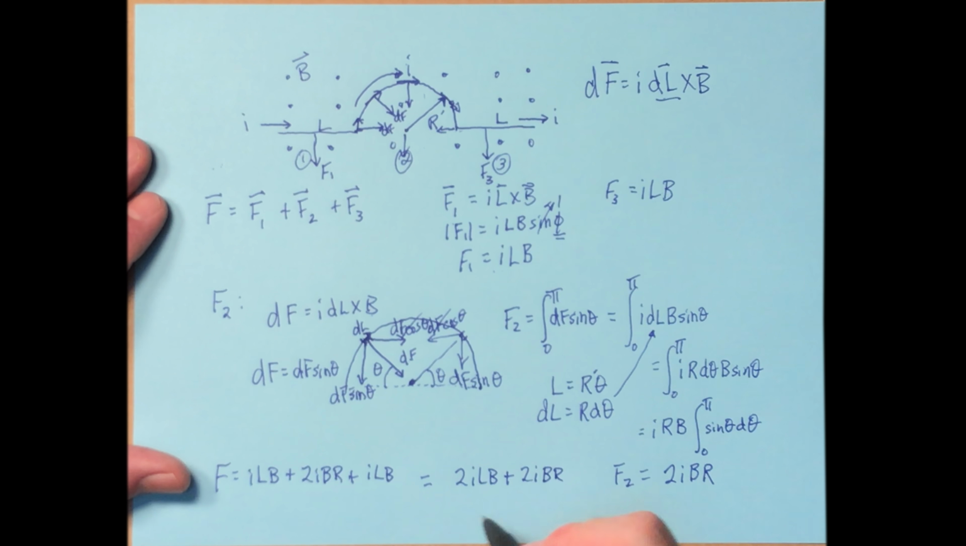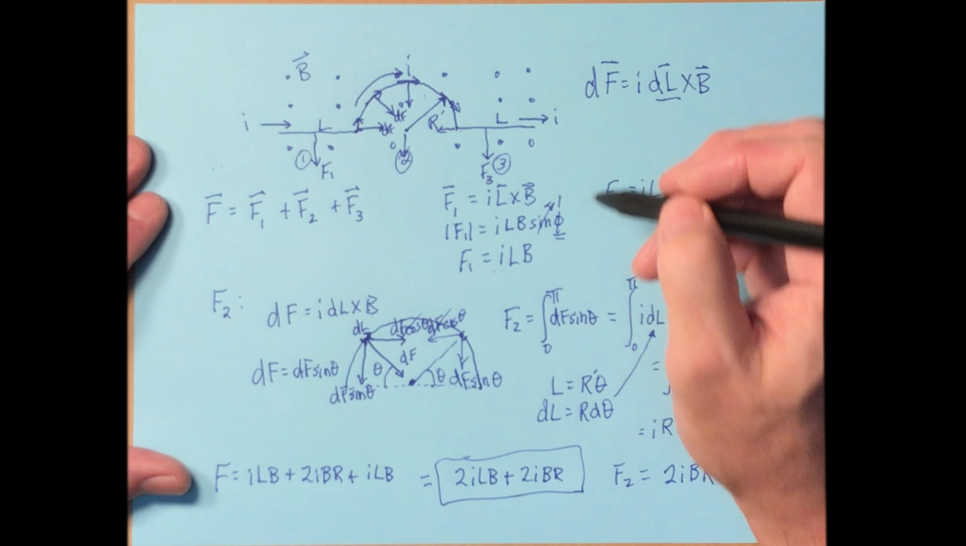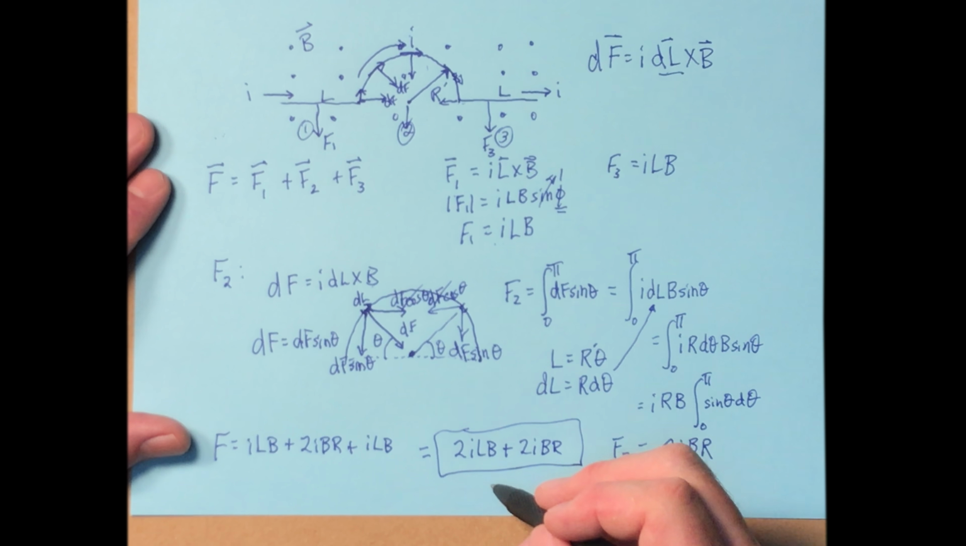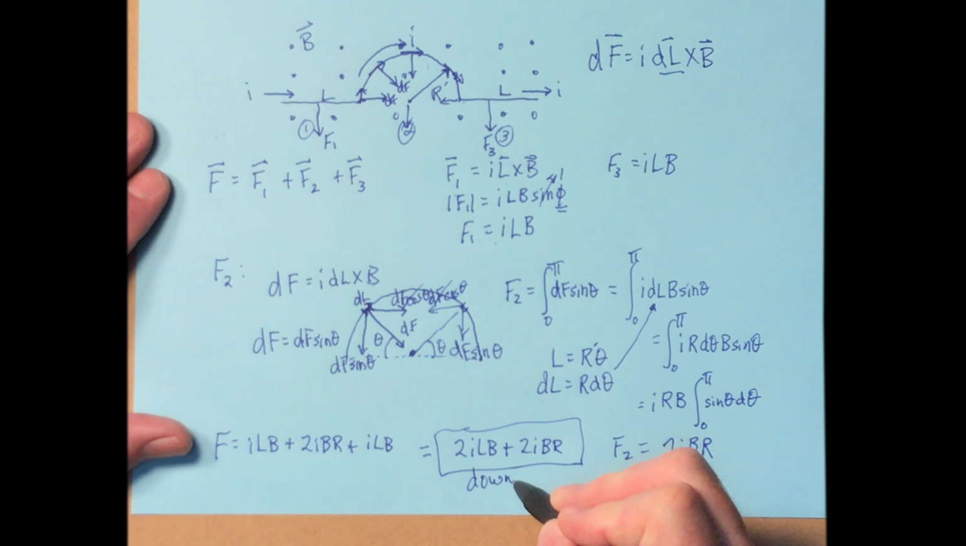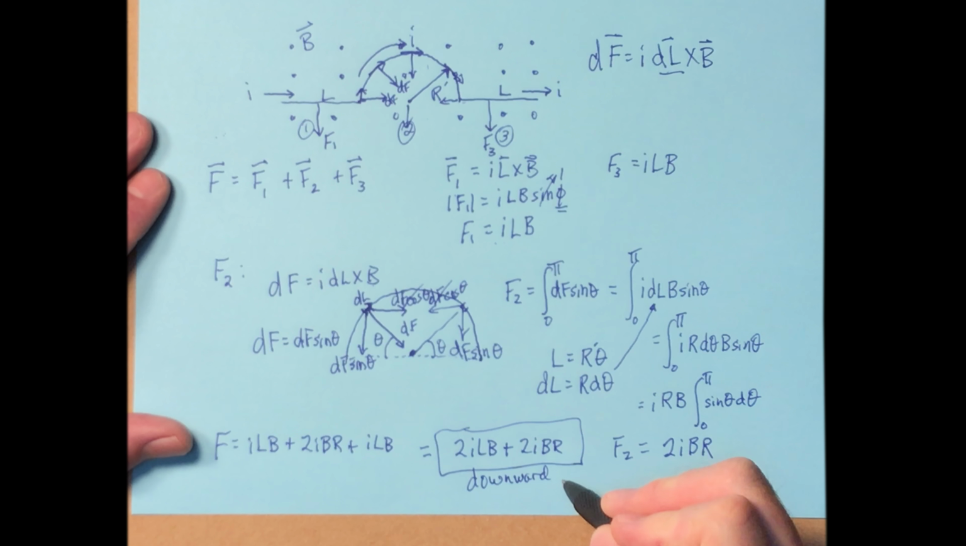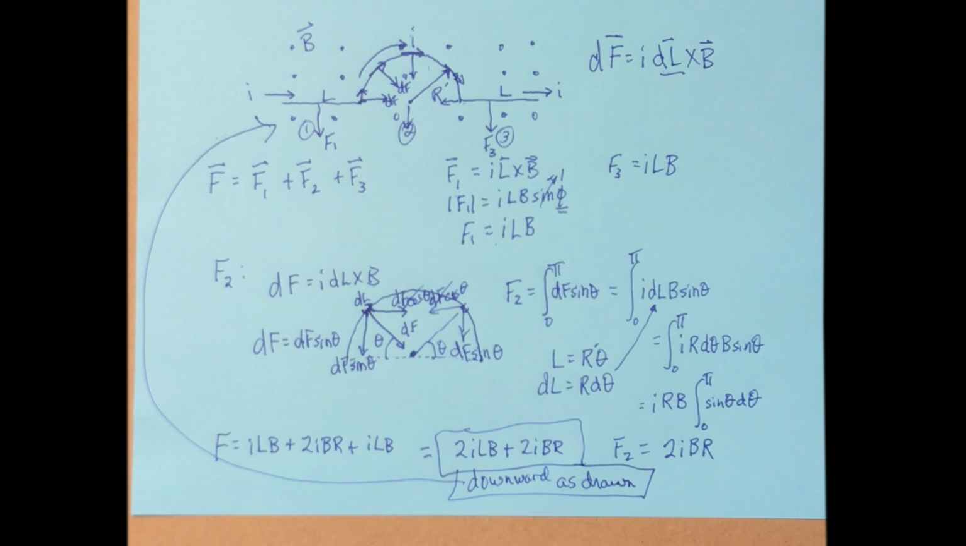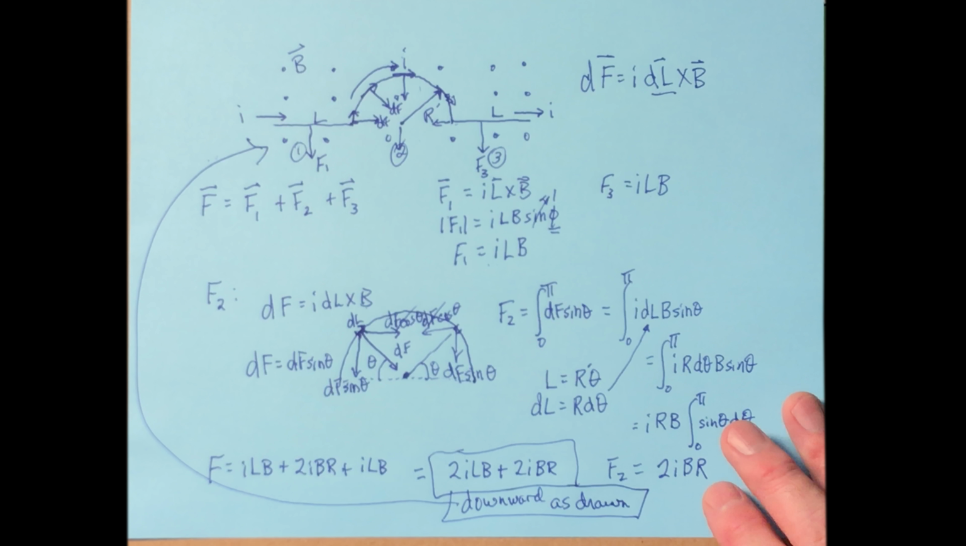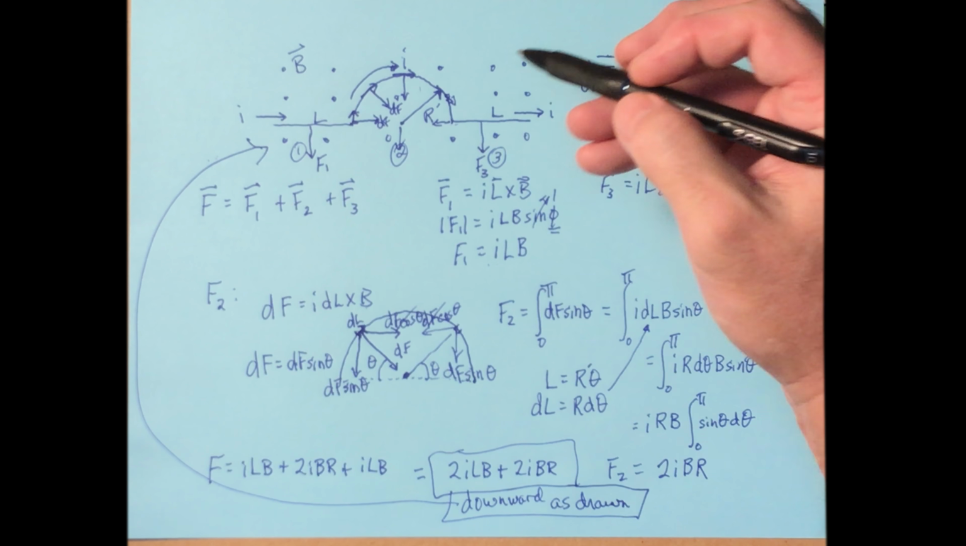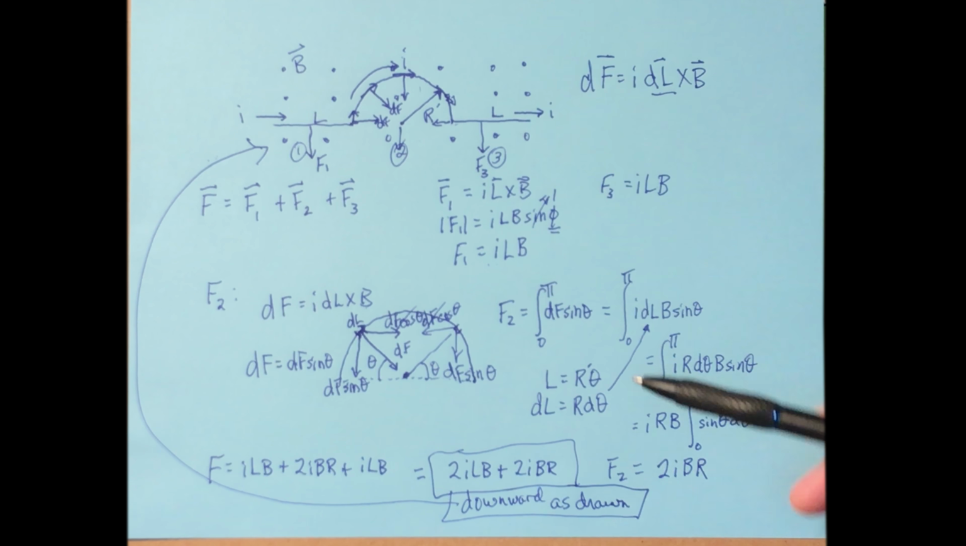And there's our answer. So that's the total force on this, and the direction is downward as drawn. As drawn where? Right there. Okay, so there we have our answer to what is the force on this current carrying wire system here. Okay, let's do another problem then.